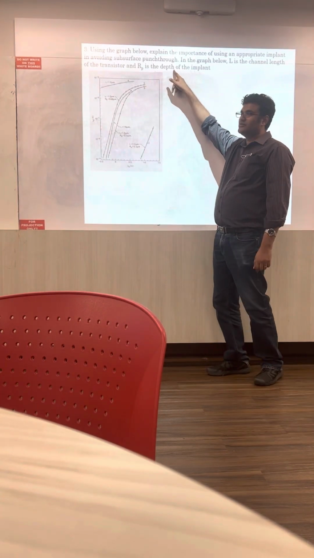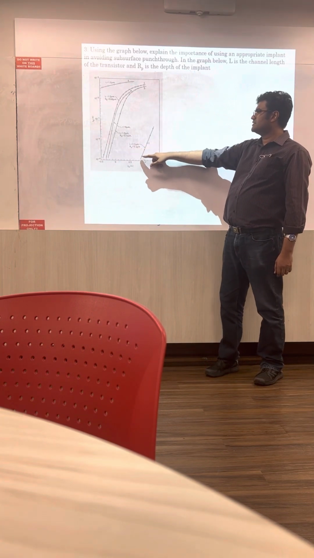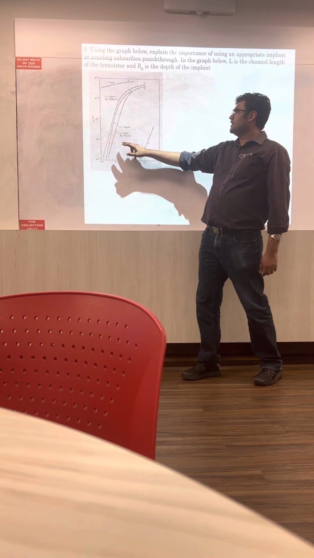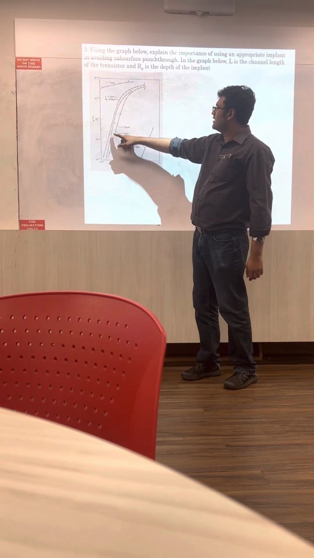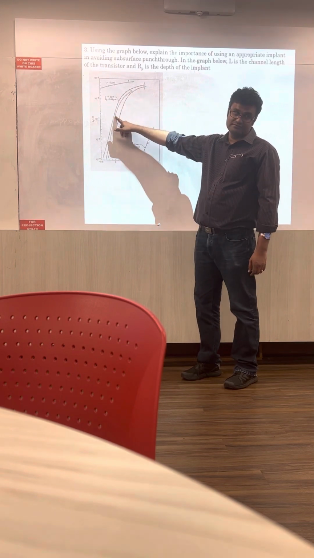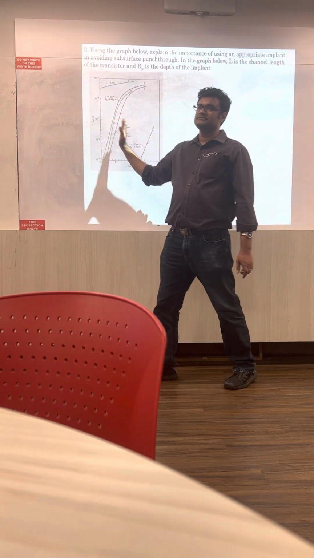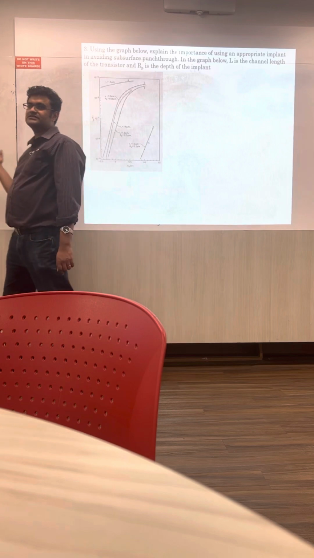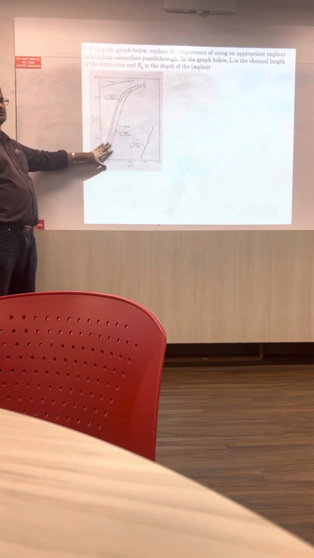So RP, as is mentioned over here, is the depth of the implant. If your RP is 0.3 micron, it looks like C. If RP is 0.5 micron, it looks like D. And if RP is 0.68 micron, it looks like E. So are D and E okay for us? D and E are okay, right? So it kind of looks like B. There's a lot of voltage control, etc.